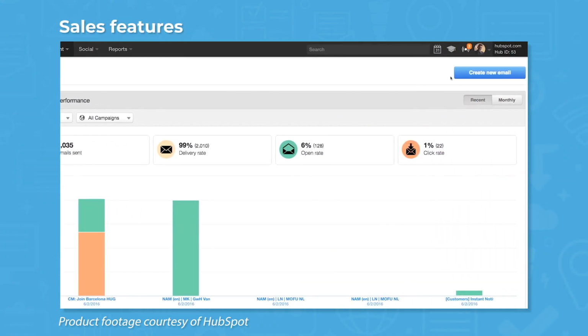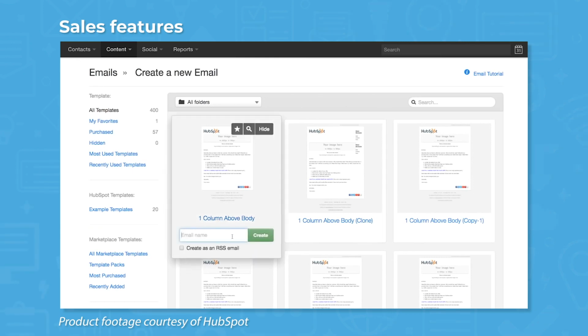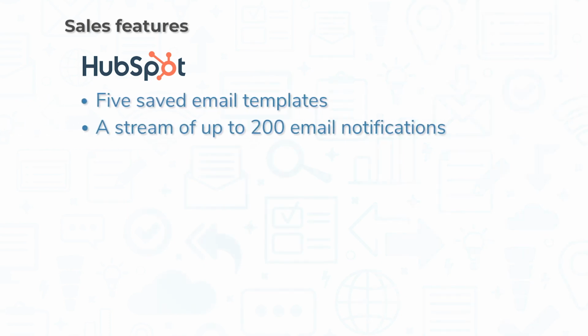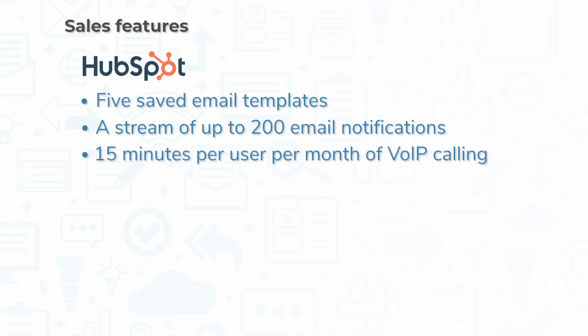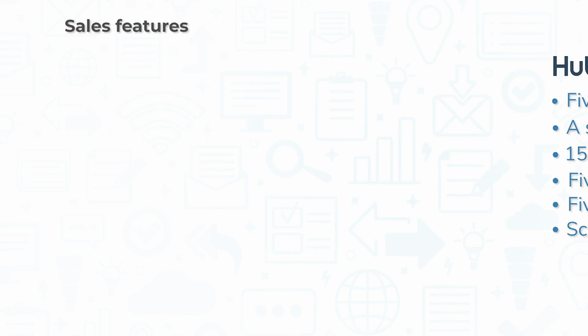Users will find HubSpot's sales features within the free CRM a little more limited in scope than the HubSpot marketing tools, other than unlimited email scheduling. Limited features include 5 saved email templates, a stream of up to 200 email notifications, 15 minutes per user per month of VoIP calling, 5 canned snippets, 5 documents per account, and scheduled meetings.